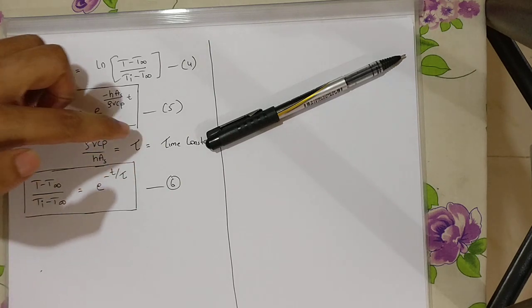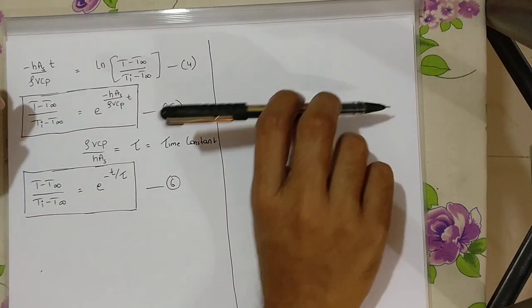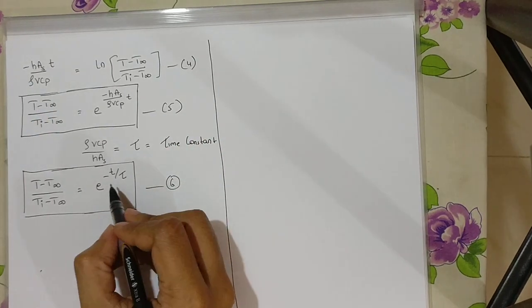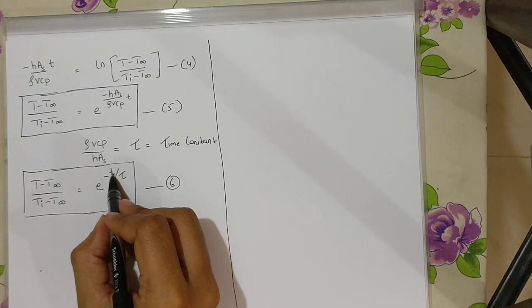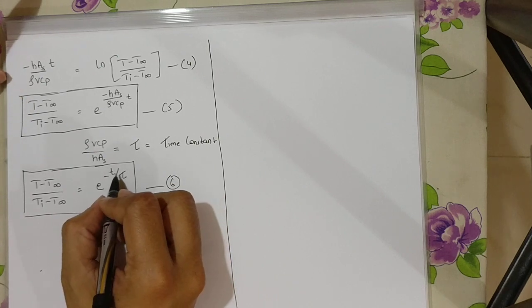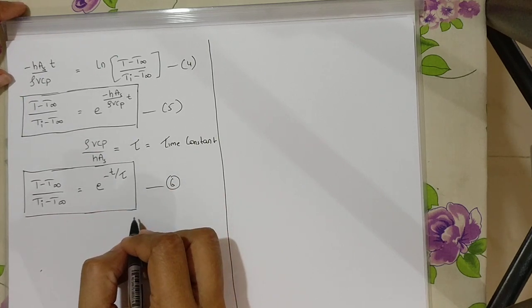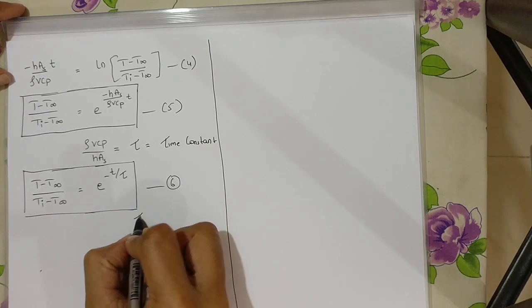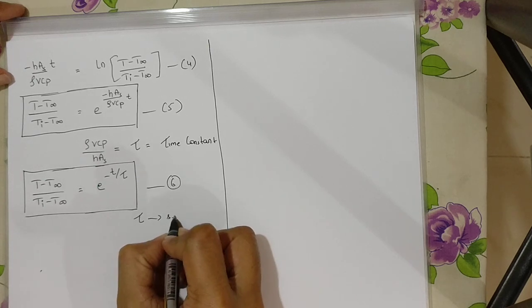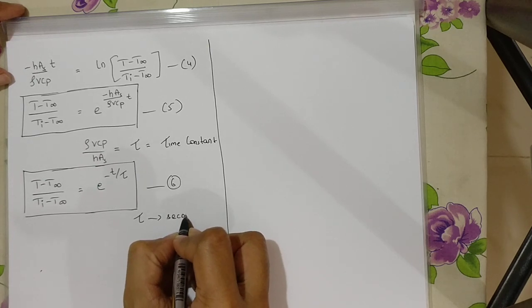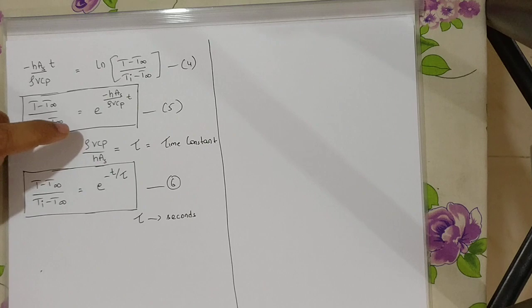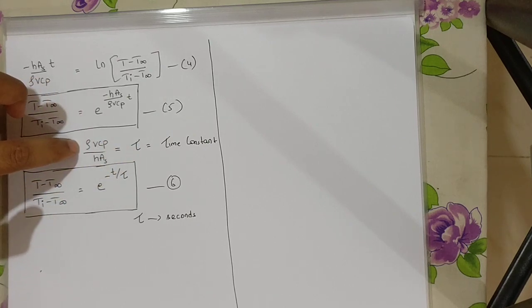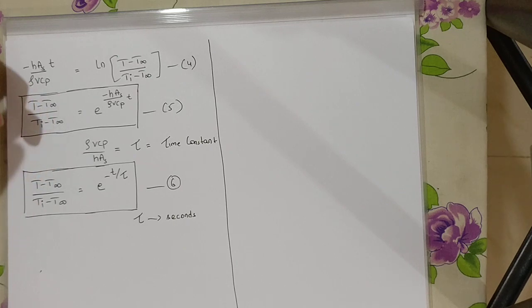What would be the units of tau? It should have the same units as time, right? Because these are in the numerator and denominator, according to units and dimensions, tau should have the same units as time, which is seconds. Or else we can find the units of tau using rho V Cp by hA_s. It will get back to seconds.